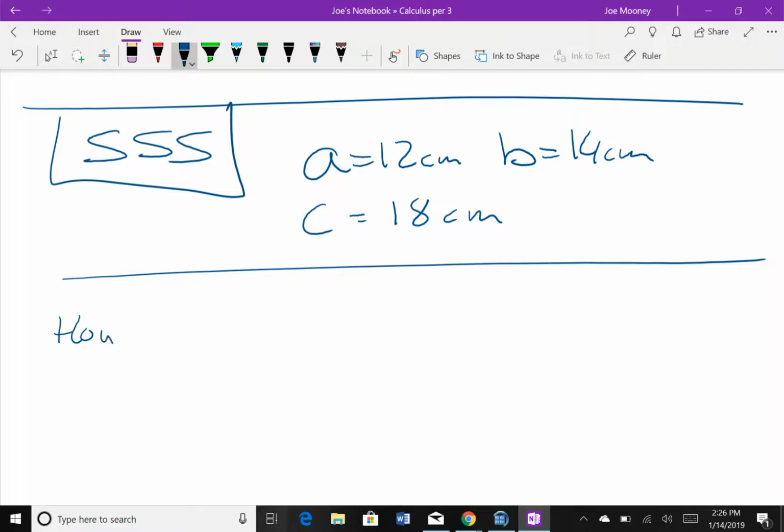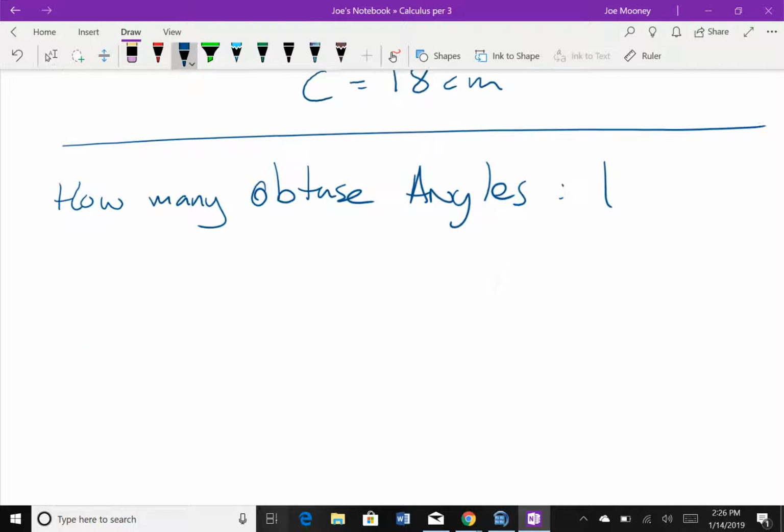So the first question is, I'm going to write it because I want you to focus. How many obtuse angles is it permissible to have in a triangle? One. You can only have at most one. They could all be acute, right? But if there is an obtuse angle, it can only be one. Here is a conceptual one.